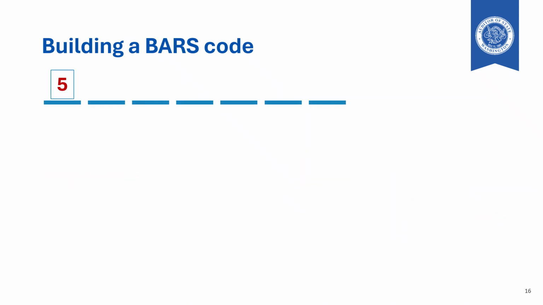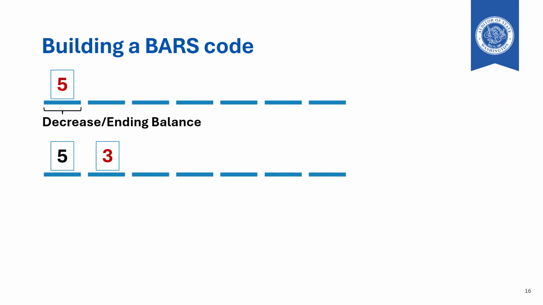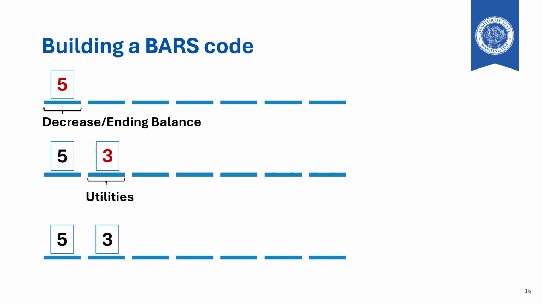To round out the building blocks of expenditures and other decreased BARS codes, let's go through an example of how to build a BARS code using the knowledge we have now about what each of the digits mean. For the purposes of this example, we will only go to the third digit. The first digit we have is 5, and remember this represents a decrease or ending balance. Then we have the second digit, which is 3, and this represents the function, and the 3 specifically represents utilities.